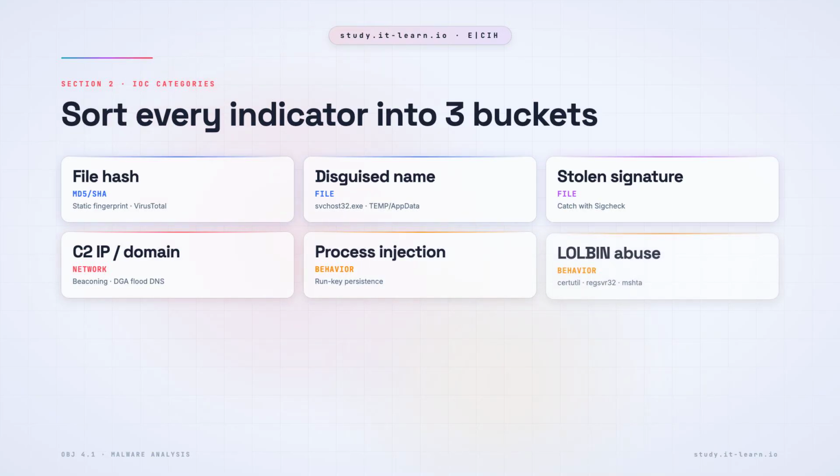Network indicators are the loud ones: a known C2 IP, a malicious C2 domain, beaconing at regular intervals, and DGA domains that flood your DNS logs. Behavioral indicators are the actions: process injection, registry run key persistence, and login abuse, where attackers weaponize certutil, regsvr32, and bitsadmin. Memorize which category each one lives in.